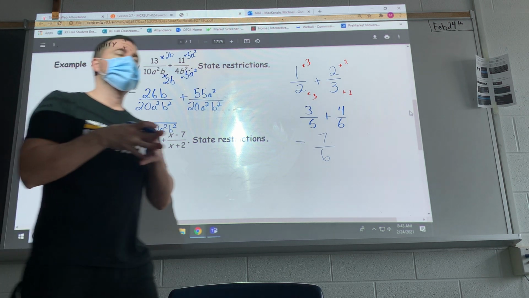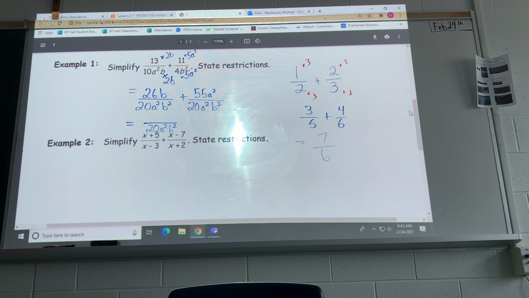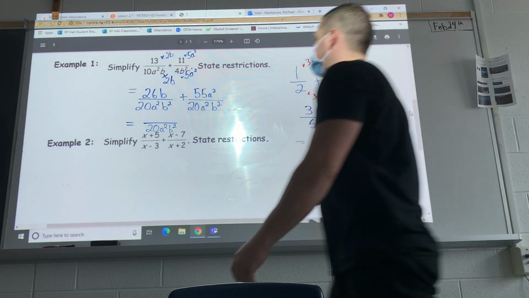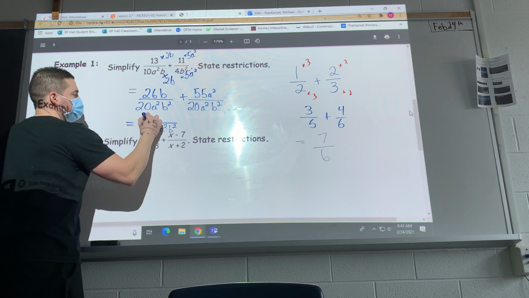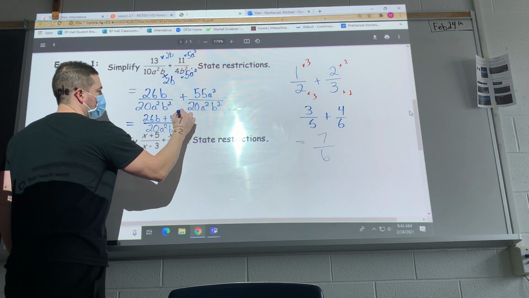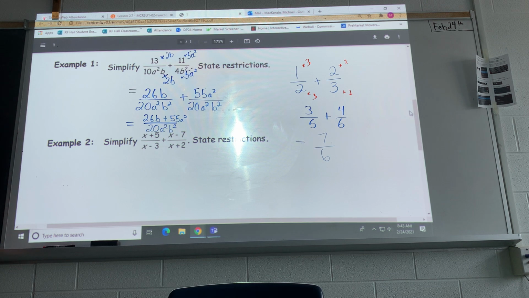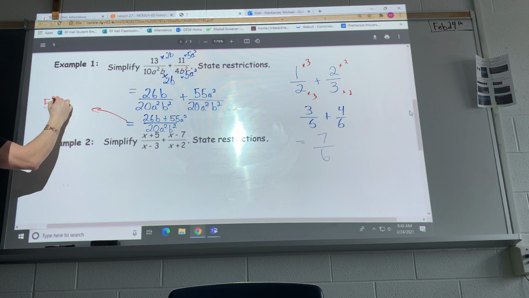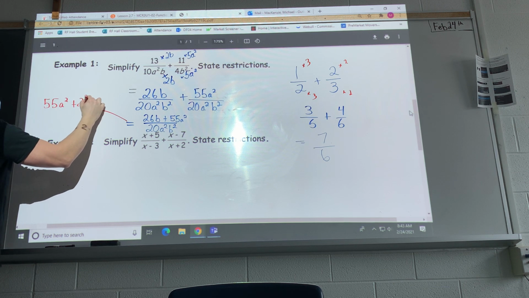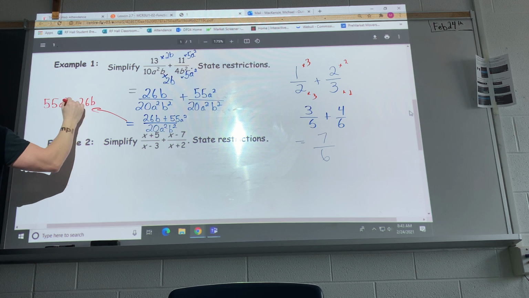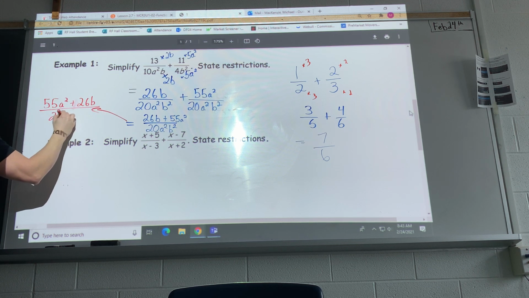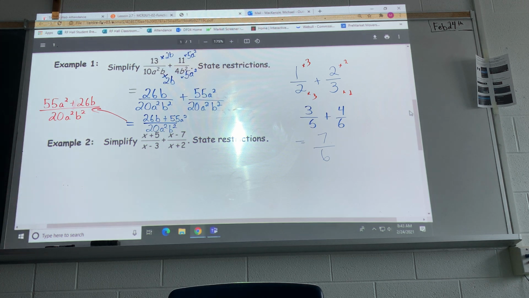And then we add the numerators, but they're not like terms, so we're just going to carry them down. 26b plus 55a squared. And just to make it more correct, put them in order. If you didn't, I'd be okay with it, but some teachers aren't. And then that's it.